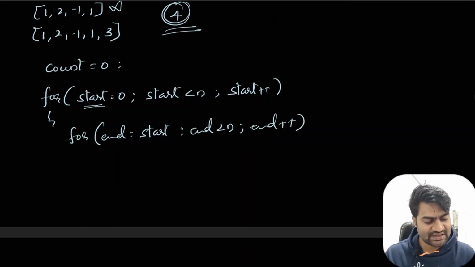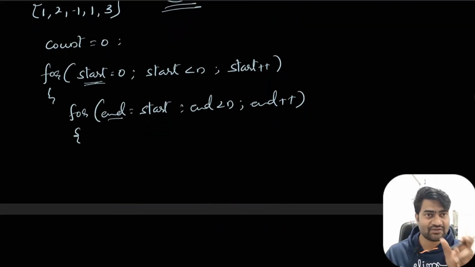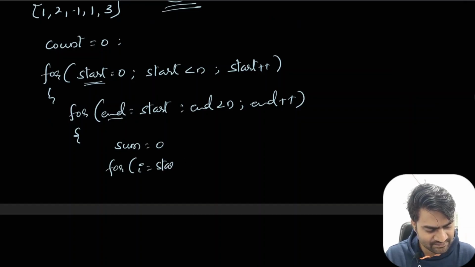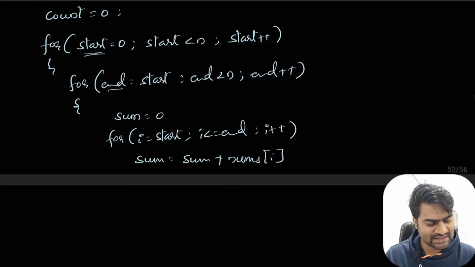Okay, so this start pointer, end pointer will give us the subarray. Now what I need to do is iterate over that particular subarray from start to end. Then I need to sum up the values. So I will take sum equal to 0. Then for i equal to start index, i less than or equal to our end index, i plus plus, I will say sum equal to sum plus nums of i. Okay, so this will give us the sum.